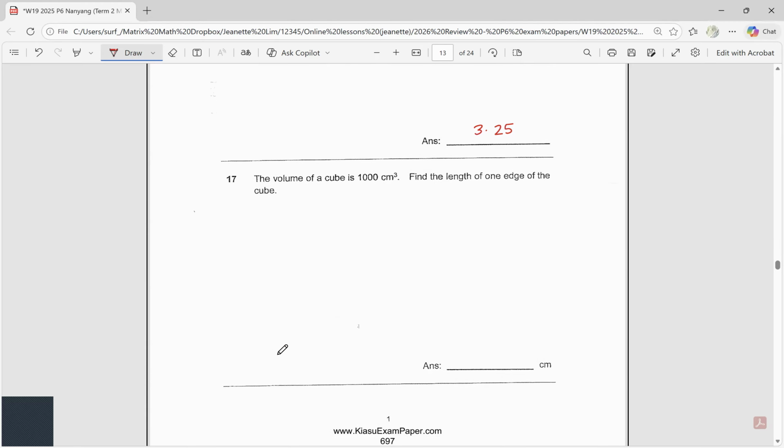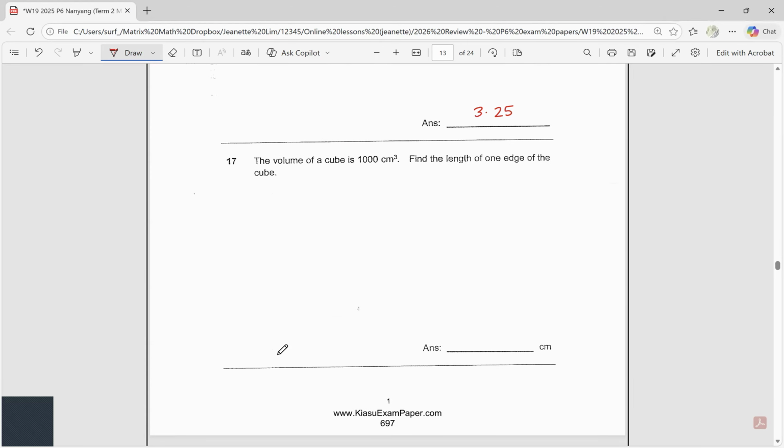Okay, question 17. The volume of a cube is 1000 cubic cm. Find the length of one edge of the cube. Now, a cube is length times breadth times height, right? And all the sides are the same. So what number do you multiply by 3 times to get 1000? So it'll be 10 times 10 times 10. So the length of one edge would be 10 cm.